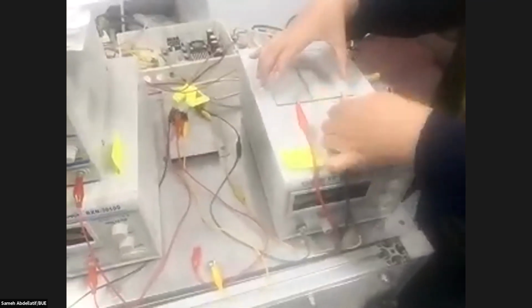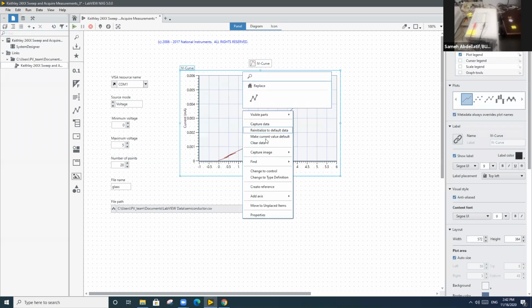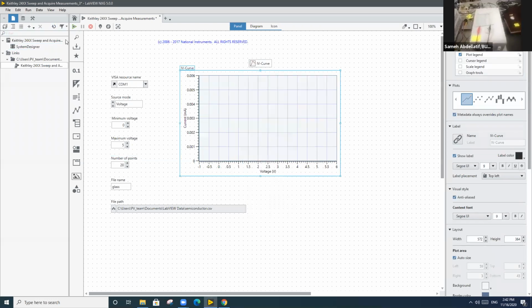Okay, now we have the glass here. As you can see, so please share the screen again. Okay, so we are going to repeat the experiment, but this time with glass.